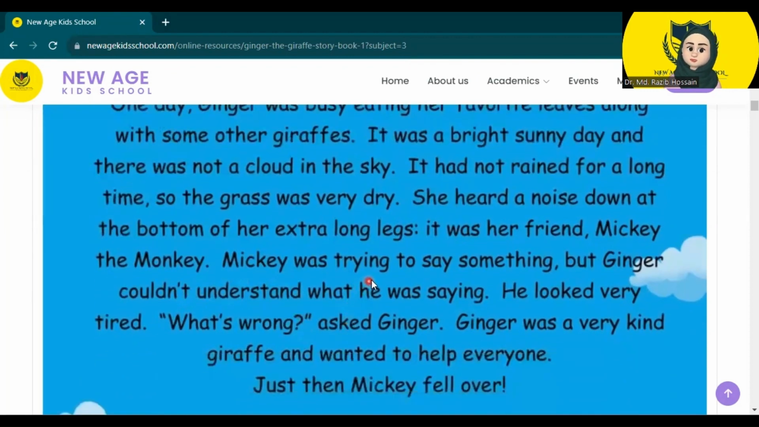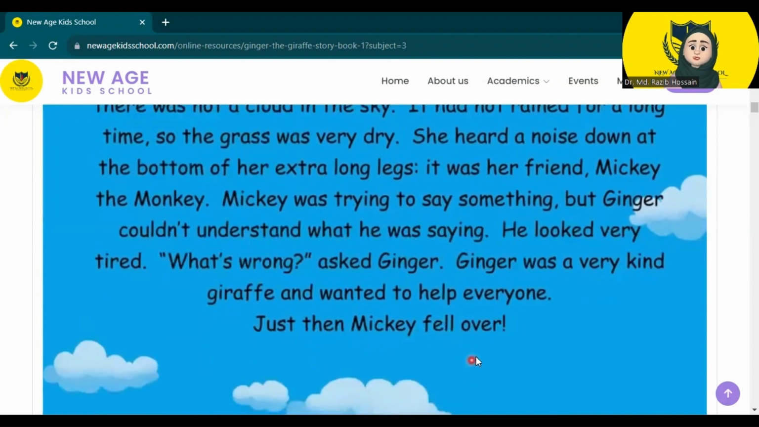Mickey was trying to say something, but Ginger couldn't understand what he was saying. He looked very tired. "What's wrong?" asked Ginger. Ginger was a very kind giraffe and wanted to help everyone. Just then, Mickey fell over.